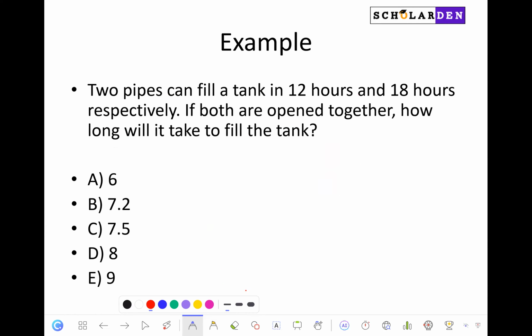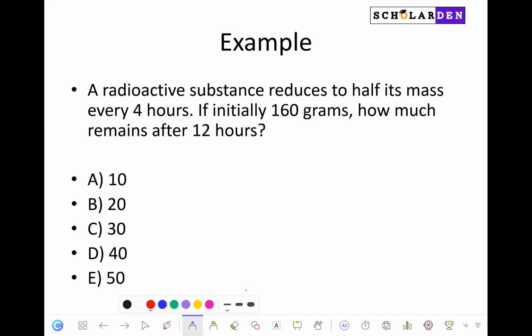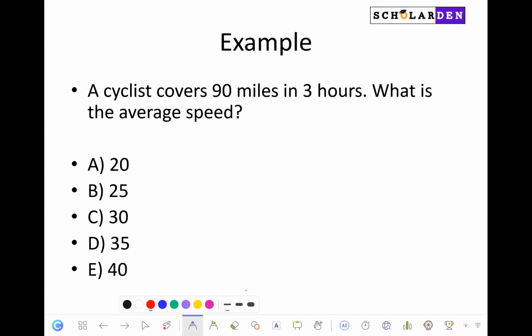Here's the kind of rates question, but let me first do something a bit more simplistic. We're going to start with this. The example states that a cyclist covers 90 miles in 3 hours, and what we're supposed to answer is what is his or her average speed.